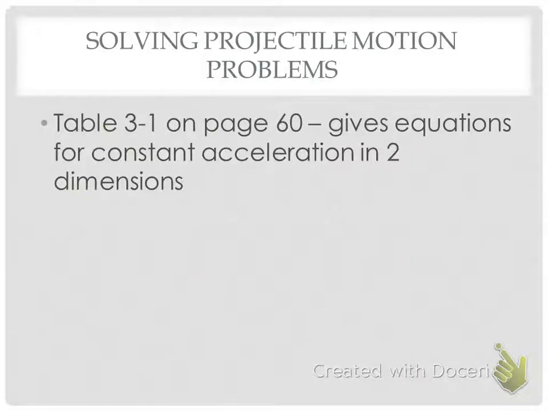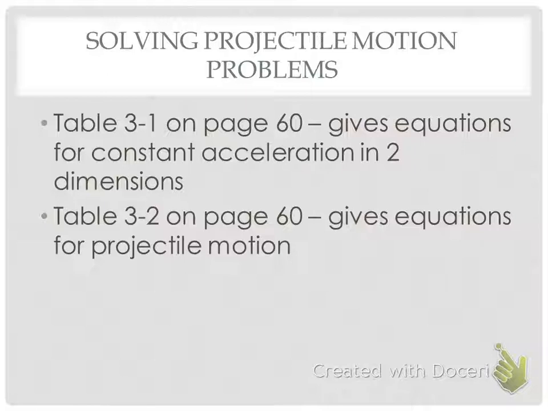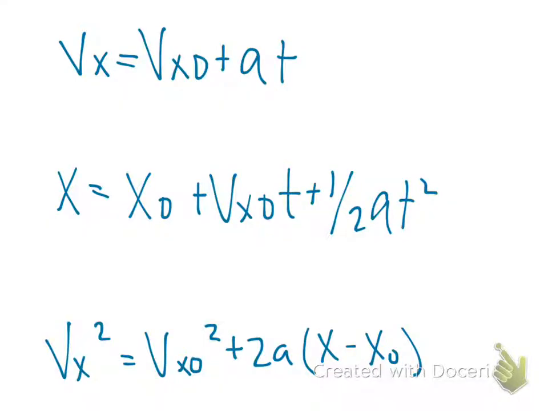On page 60, you've got two tables. Table 3.1 is the normal kinematics equations, which you should already have. Table 3.2 is what I want you to put down. Those are your new projectile equations, and I'll show you how I want you to write these down. So how did those get so shortened? You only have two of them, and they're extremely short.